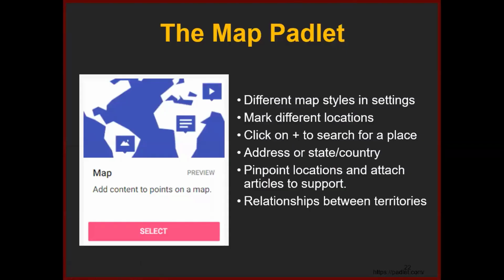All right, so the map Padlet, I use this quite a bit with pinpointing locations. You can choose different map styles in settings. You can mark different locations. All you do is click on that little plus sign in the lower right-hand corner and search for a place, and you can search by address, state, country. You can pinpoint locations and attach articles to support. That's how I used to use it. And then you can get deeper into territories and things and have relationships between the territories.